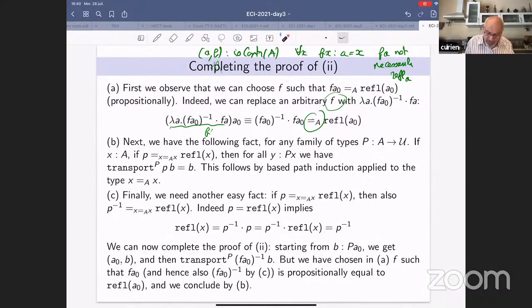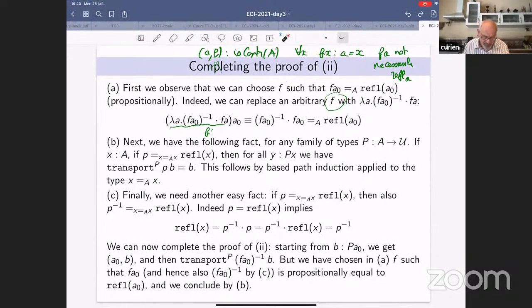Technically, we want to show that for each type family, for each x, if I have a path, a loop from x to x that happens to be equal to ref of x in the propositional sense, then when I do transport along this path, I also have the propositional equality that transport P B is equal to B. And this is easy. Again, you do a path induction applied to this type.